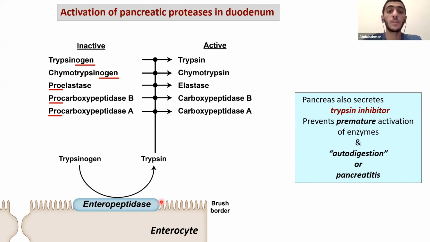What this enteropeptidase does is that it breaks down the enzyme trypsinogen, and it breaks it to trypsin. Once we get trypsin, trypsin is basically the key enzyme in activating every other pancreatic enzyme. Trypsin is going to activate all the peptide responsible enzymes.